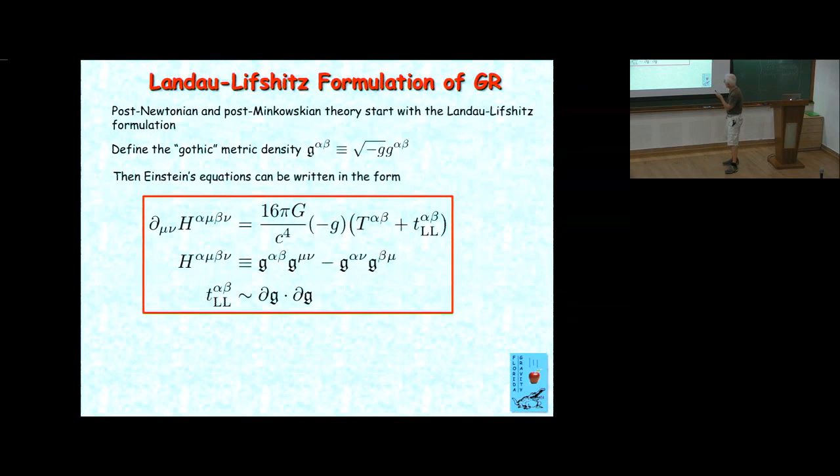This stuff is called the Landau-Lifshitz pseudotensor, and I'll show the explicit formula on the next slide. But for now, this thing turns out to be quadratic in first derivatives of the Gothic metric. So schematically, it's quadratic in first derivatives.